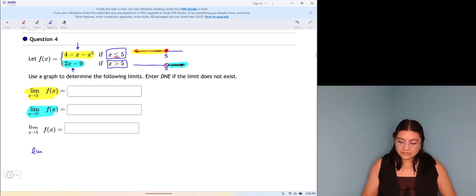The first thing that I tell students is to apply direct substitution. If we get a real number, then that's your answer. But if we get something weird like 0 over 0, then we need to do something else. For the first one, I'm just going to use the first formula, and wherever I see x, I'm going to plug in 5.